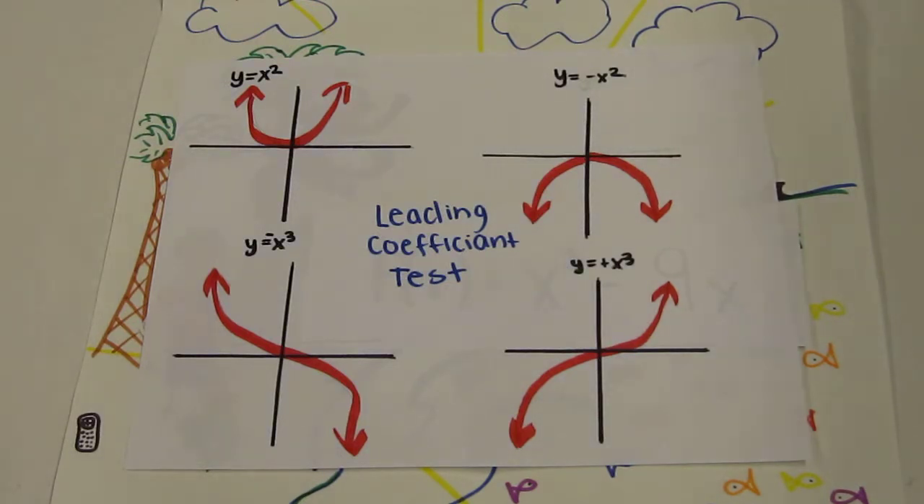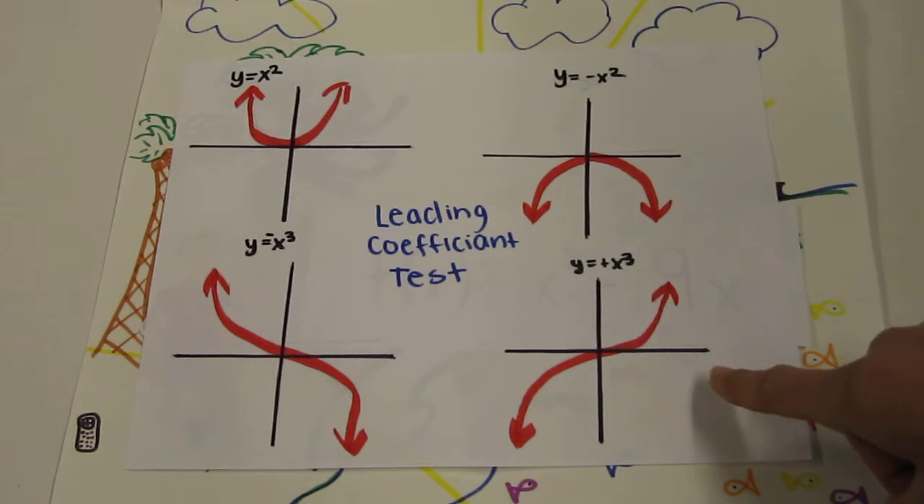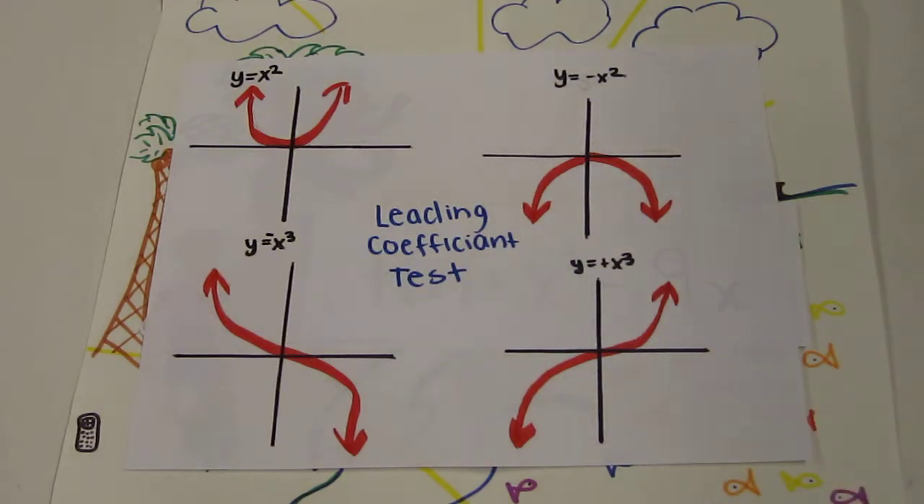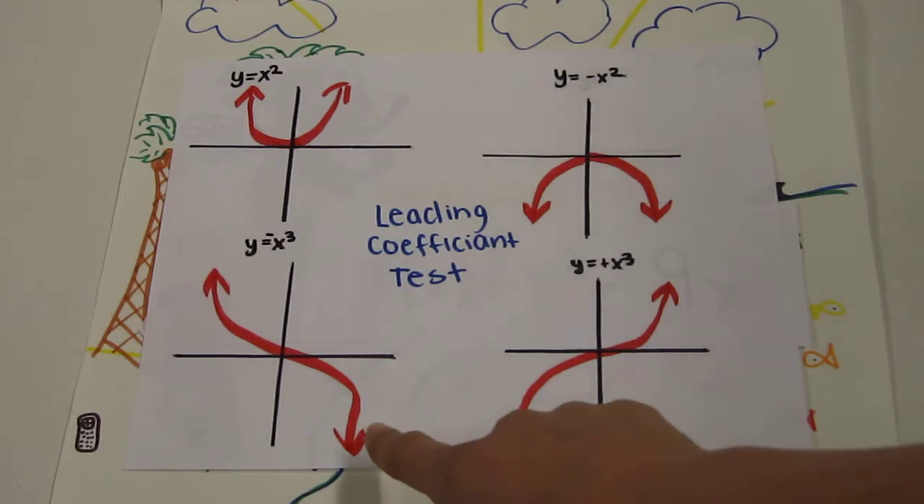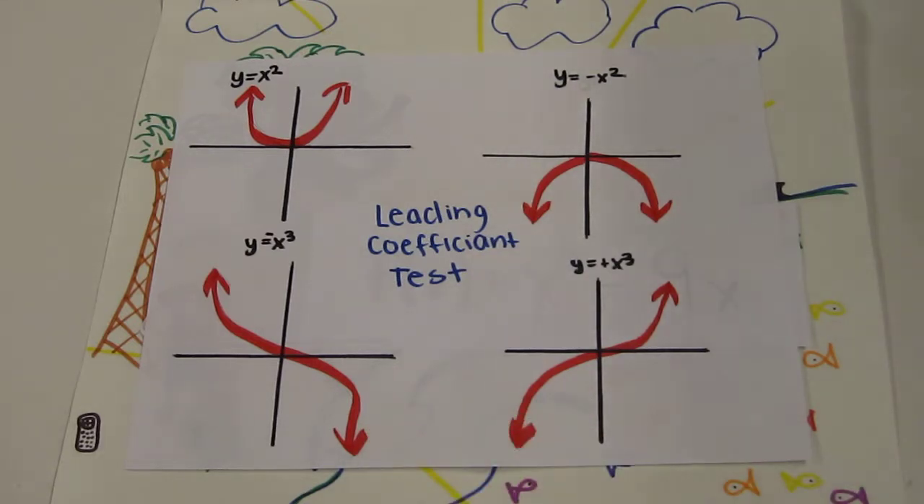In our example problem, the coefficient is positive 1. This means the graph will rise to the right and fall to the left. If it had been a negative coefficient, such as negative 1, the graph would have risen to the left and fallen to the right. So now we know that our graph will look something like this.